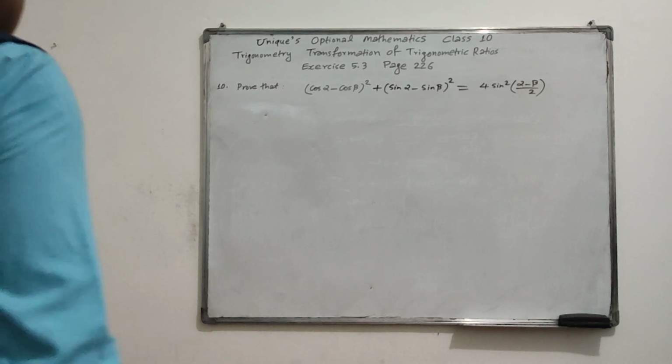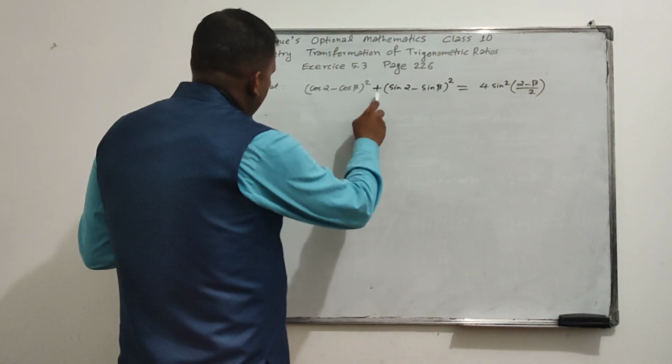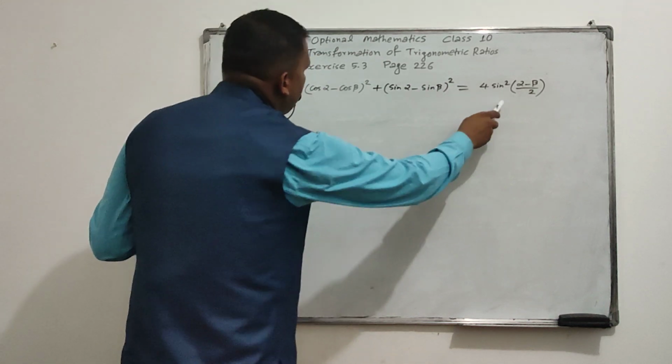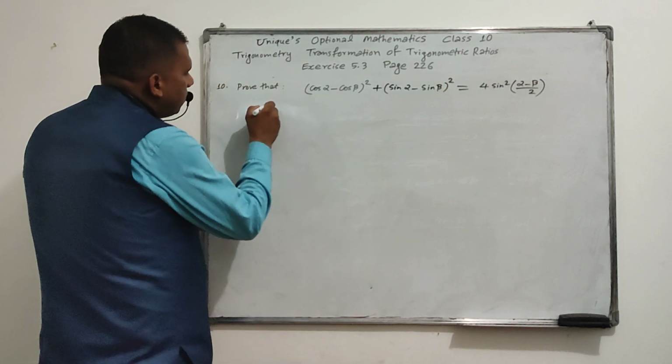Now students, my question. Question number 10. Prove that (cos alpha minus cos beta) whole square plus (sin alpha minus sin beta) whole square equal to 4 sin square (alpha minus beta) whole upon 2. Now its solution.